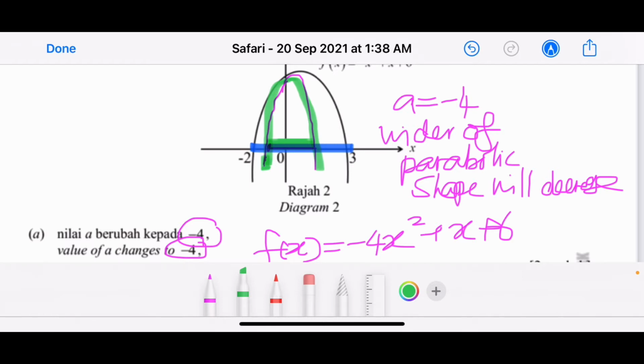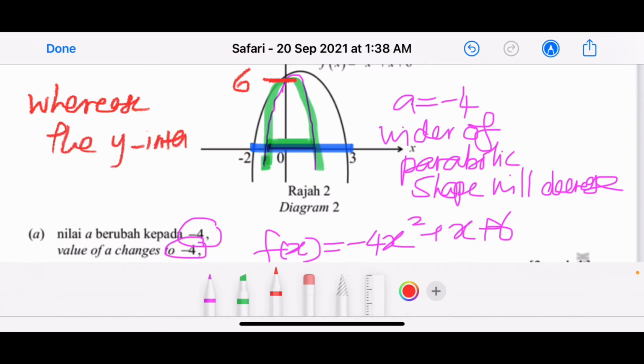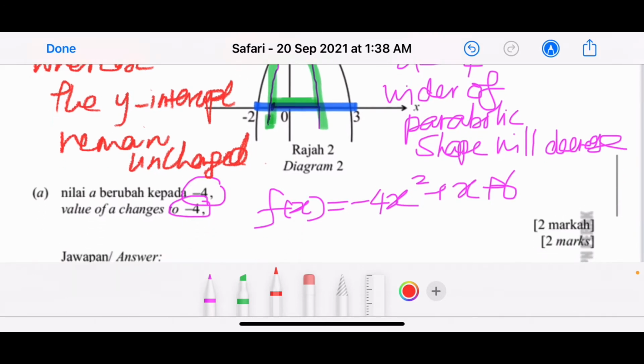Okay, for the y-intercept, it remains unchanged, so the y-intercept has no changes. So you can write that the width of the parabolic shape decreases, whereas the y-intercept remains unchanged. Right, that is how you interpret or justify your answer.